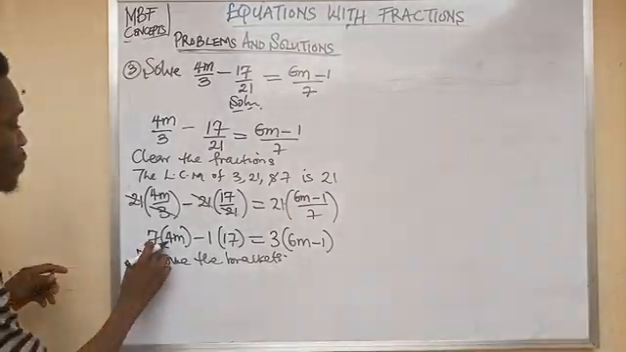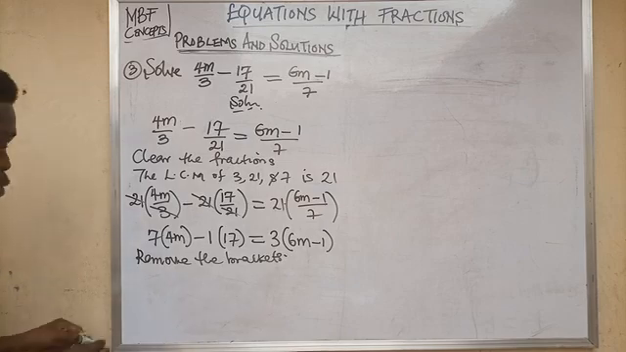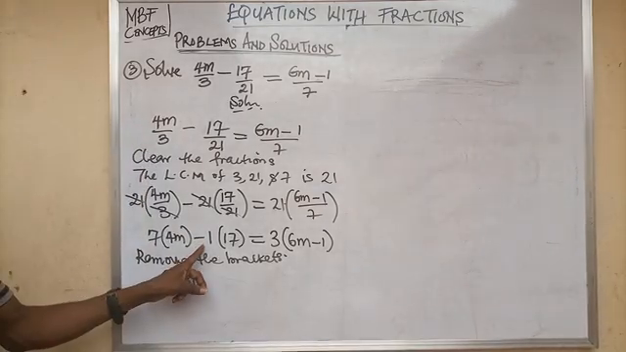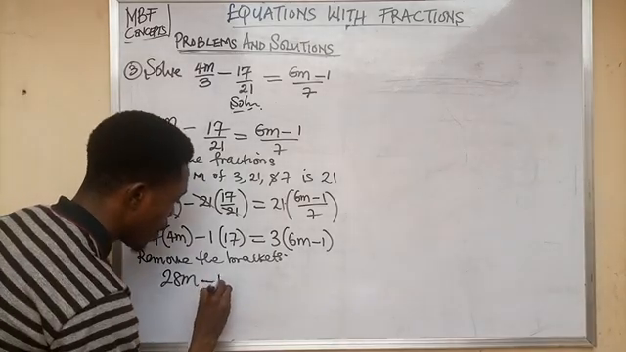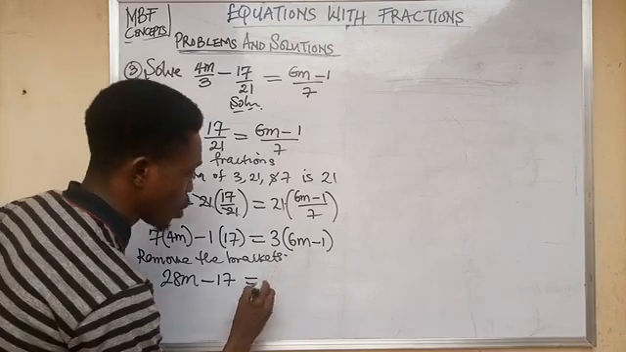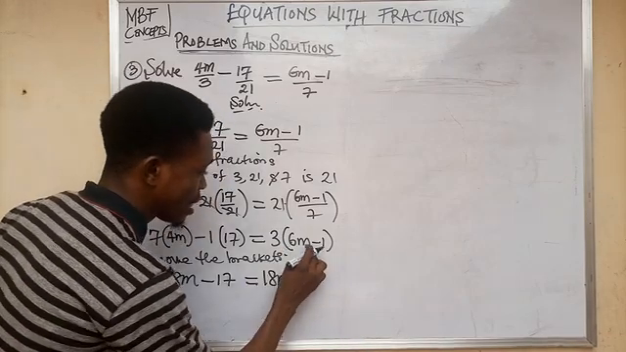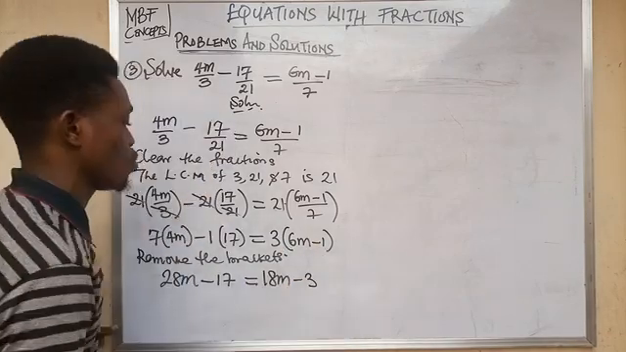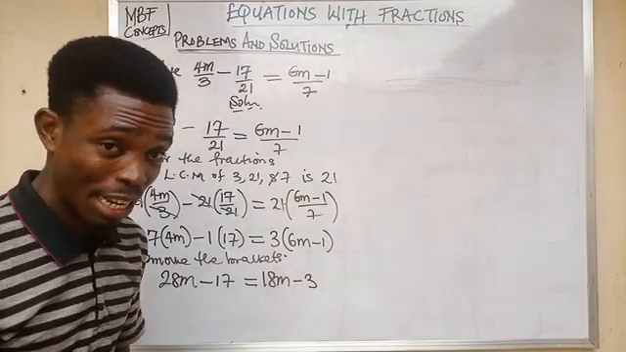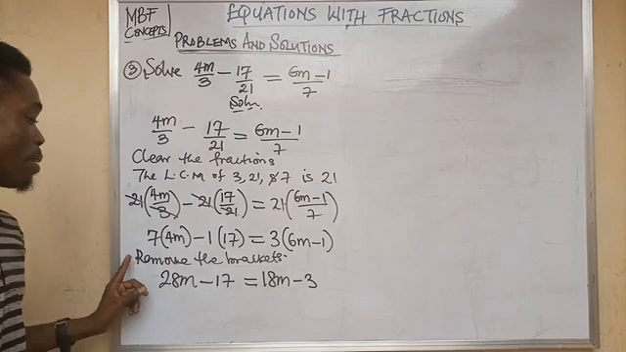Therefore, 7 times 4m, you are going to have 28m. And minus 1 times 17, we are going to have minus 17. And 3 times 6m, we are going to have 18m. And 3 times minus 1, we are going to have minus 3. Next thing we do is to what? Collect like terms. Step 1, step 2, now step 3.